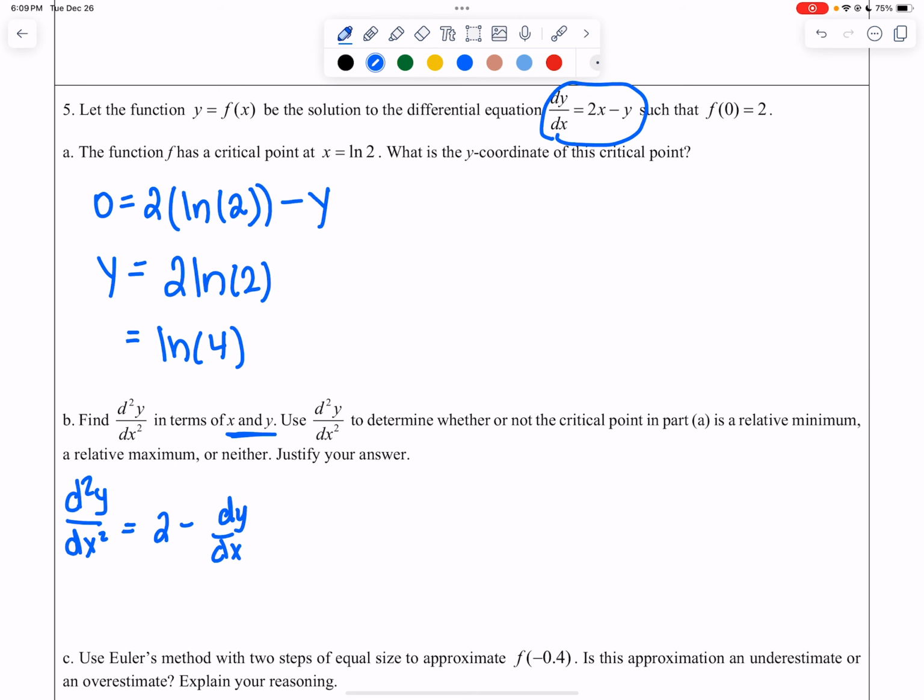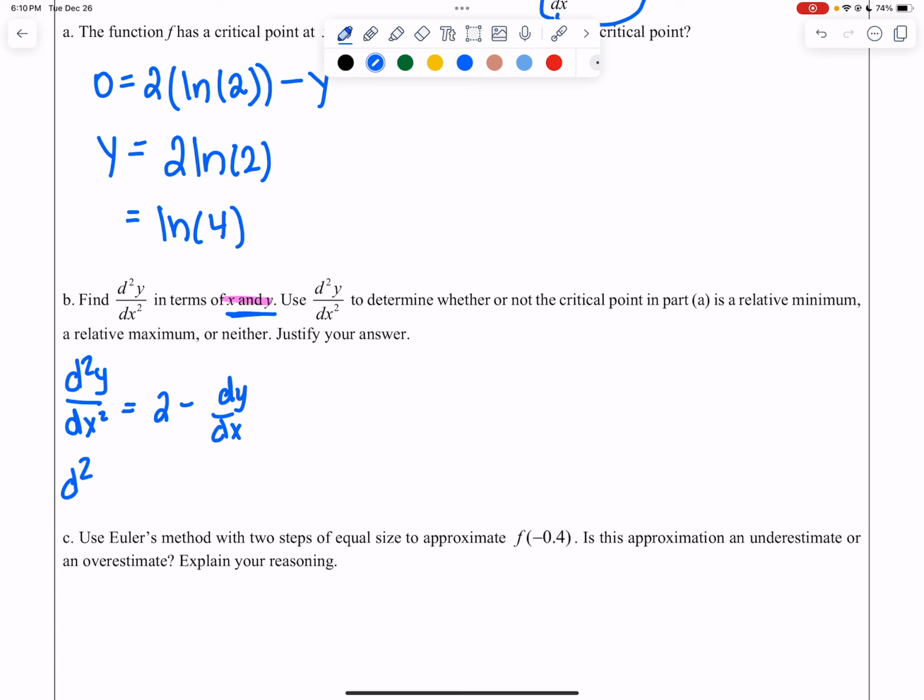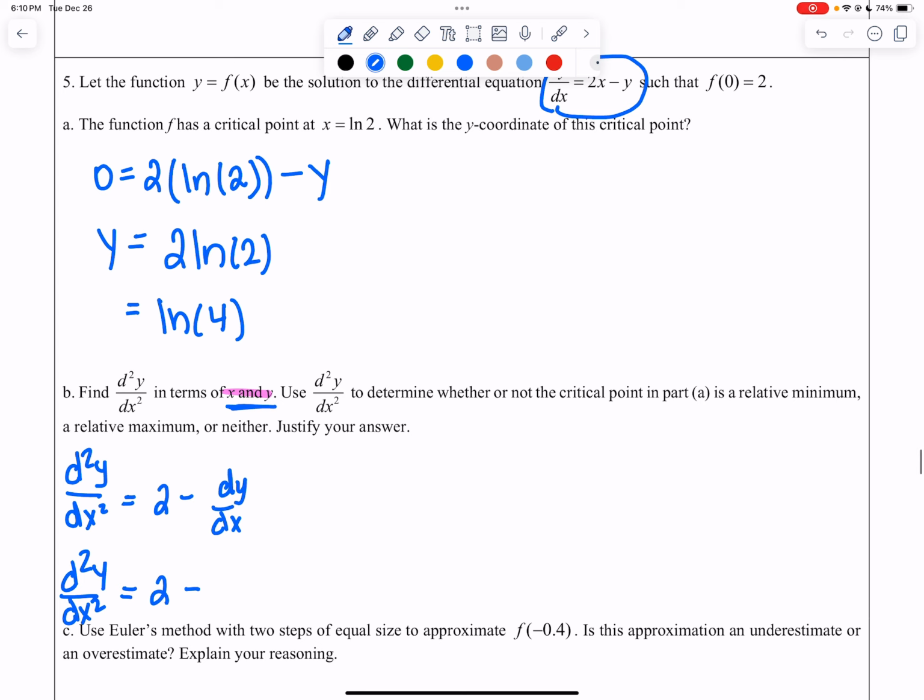Now, over the course of the last unit, whenever we did differential equations, I've seen a lot of people just keep it like this. However, notice how it says in terms of x and y. So you will not get credit if you just leave it like this. You want to make sure that you change dy/dx into 2x minus y so that everything is in terms of x and y, or else you will not get your credit. Minus 2x plus y. I already distributed the negative, so that's why it's negative 2x plus y.